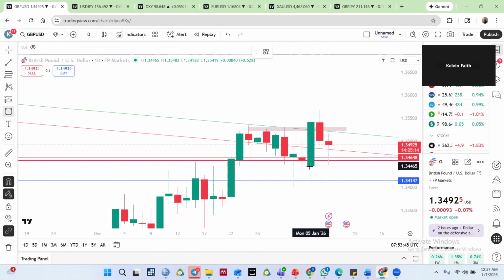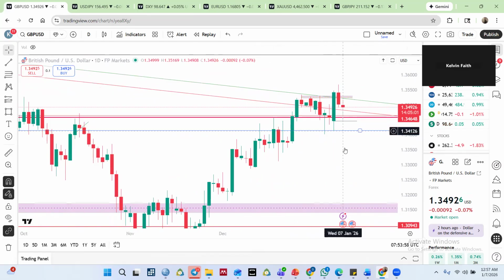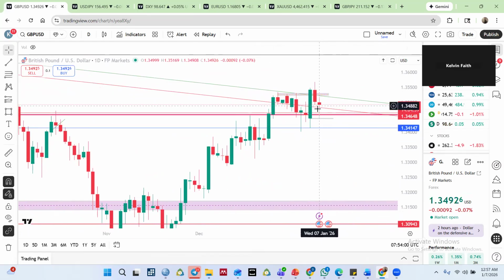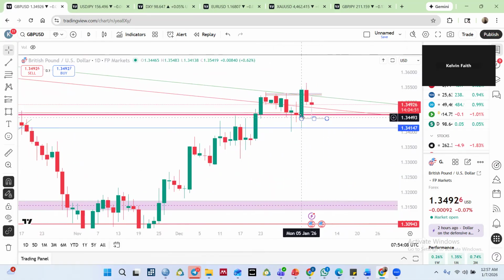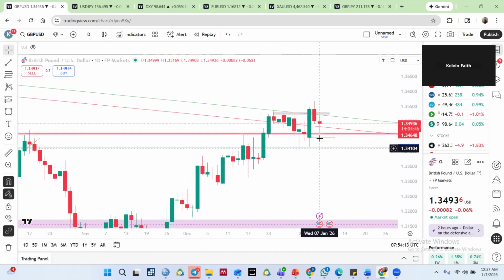get a body close below this area, the open of the last bullish candle, get a body close below here, and that's it. And it means that Euro USD is bearish, GBP USD is going to be bearish, at least for some time. So let's see until we get a body close below here. I cannot say on the daily time frame that this GBP USD is bearish, okay?